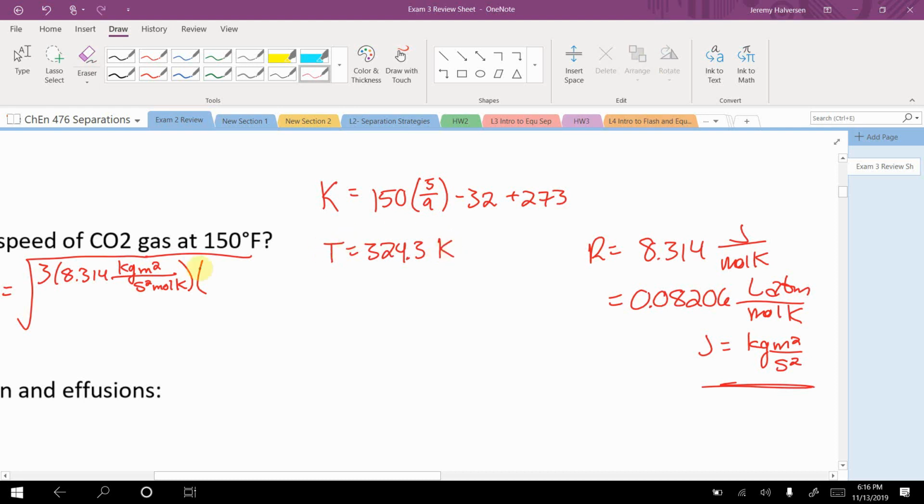Okay, I'm just going to go with it. If it's wrong, that's okay. I'll do the rest of the problem right. All right, so that's my temperature and now my molar mass.